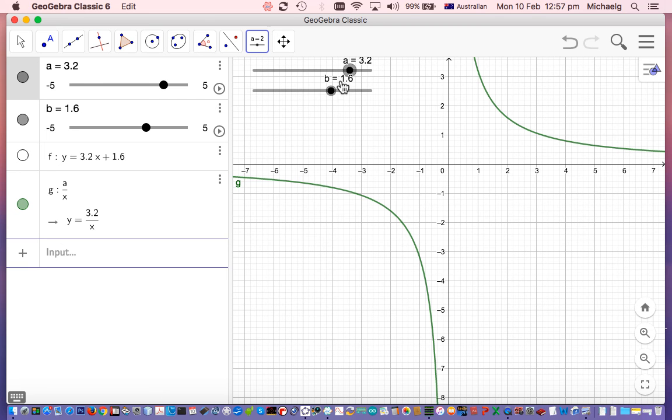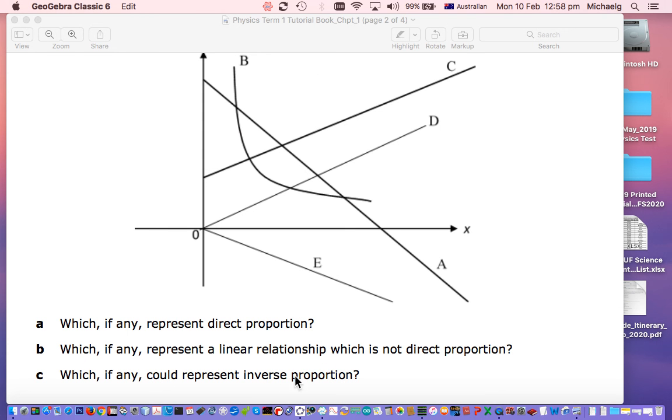There's no B value in that, so this slider is not affecting that at all. Here we've generated a curve that looks very similar to that, and this is y equals our constant, our alpha constant, over x, which is 1 over x, that's our inverse proportionality. So we can safely say that B is inversely proportional.